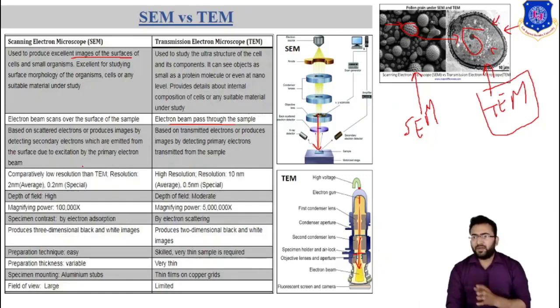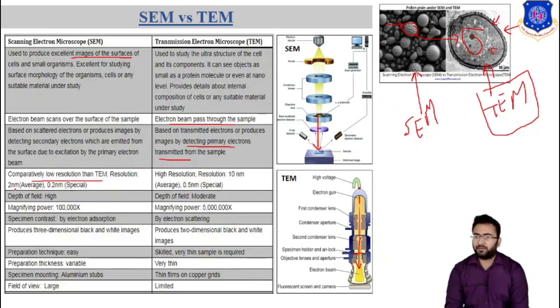In SEM, the image is produced by detecting secondary electrons, which are emitted from the surface due to excitation by the primary electron, whereas in TEM the image is produced by detecting primary electrons transmitted through the sample. SEM has comparatively lower resolution than TEM.